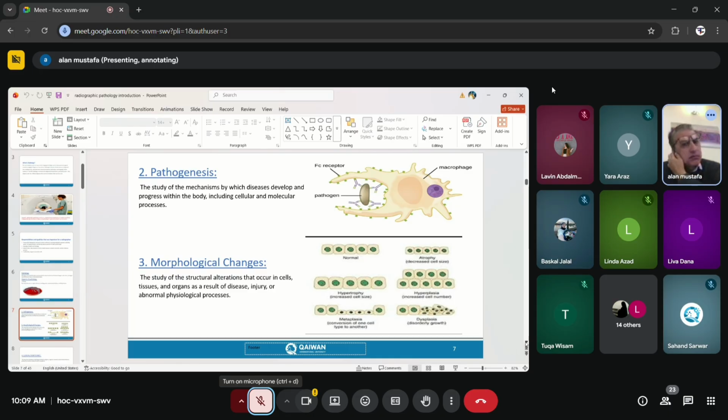So we have the changes. What are the changes that happen inside the human body during diseases, during pathology? On cellular levels, we have something called cellular adaptation. So what happens, for example, when you have a flu, on the cellular levels? What happened inside the cells? There are a few changes that happen.